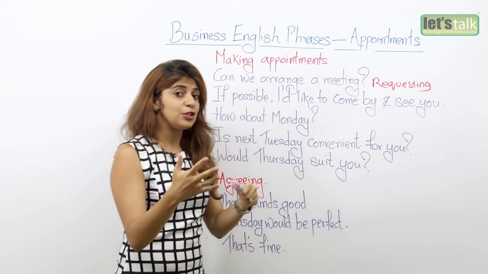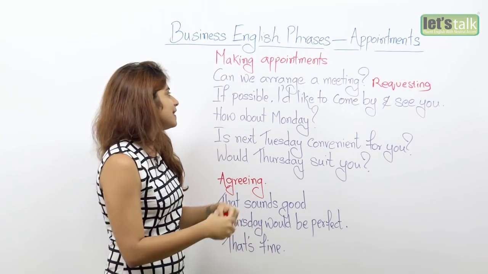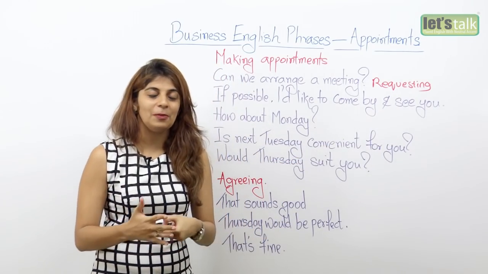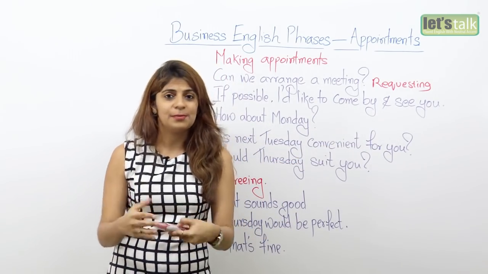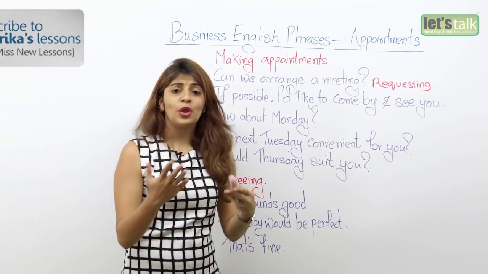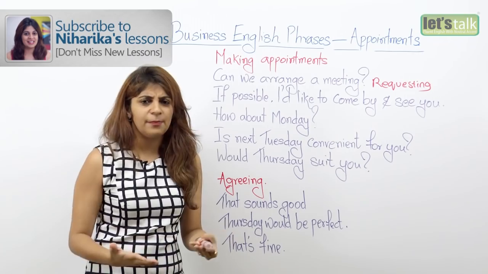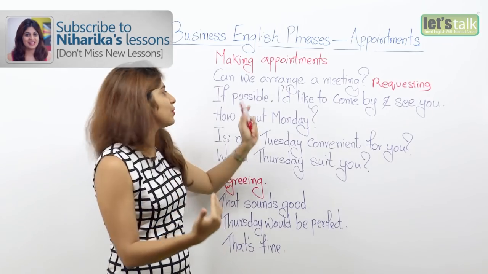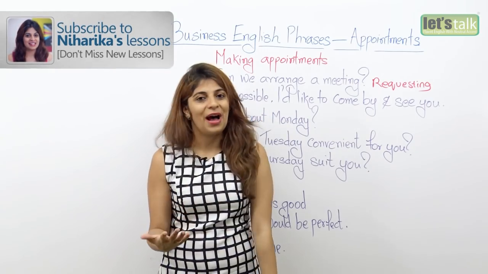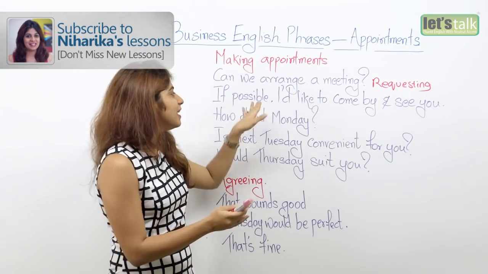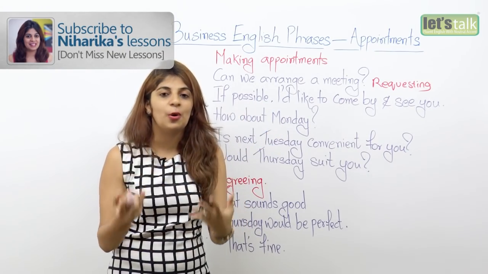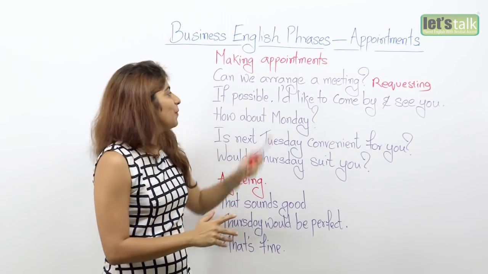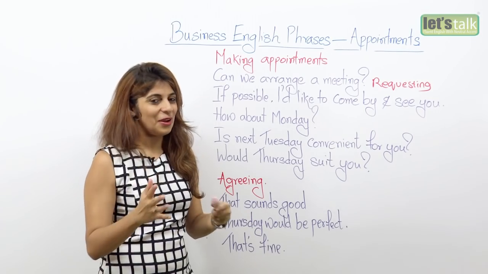And if you would like to use a better phrase, then you can say, if possible, I would like to come by and see you. So probably you have called someone, maybe it's your supplier, and you are looking forward to see him for something for your business. So rather than saying, can we arrange a meeting, you can also say, if possible, I would like to come by and see you. So again, this phrase is also used to put in a request. You want to show or you intend to meet this person.